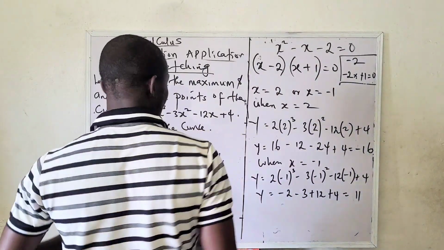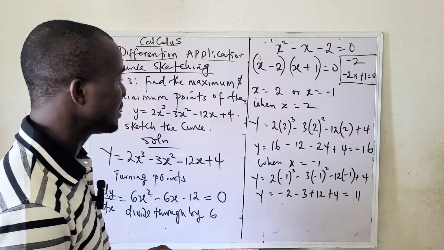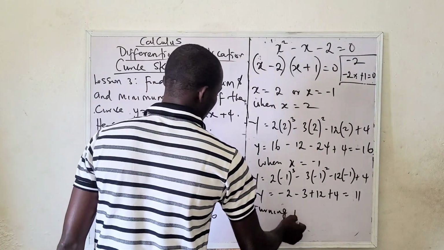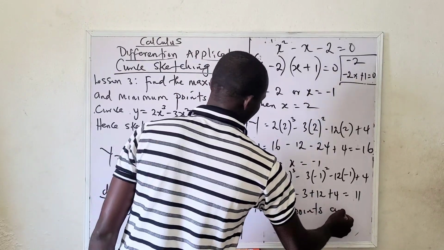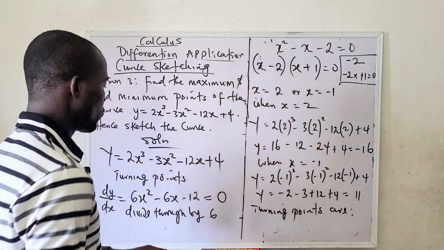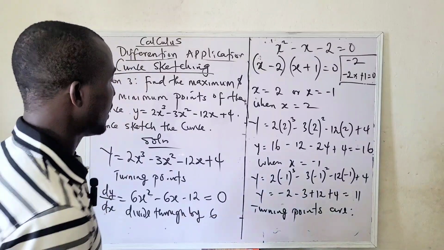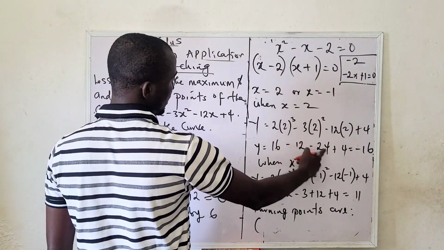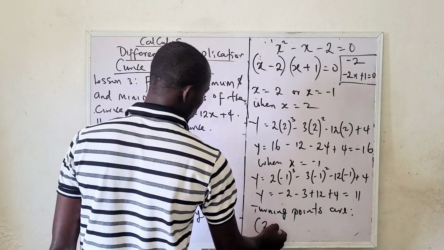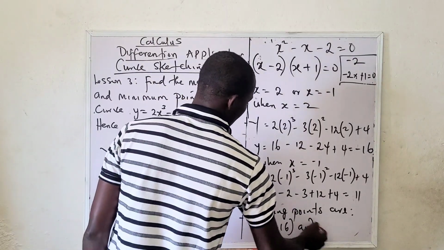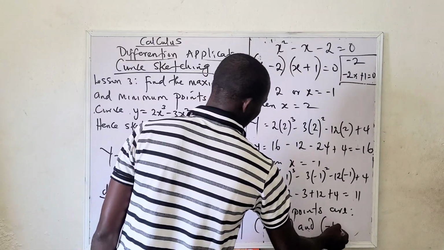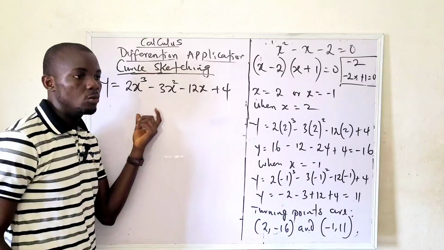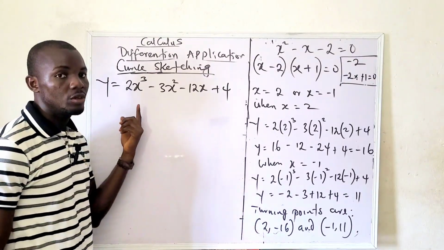And since we have gotten that, the next thing you want to do is bring out the points. Our turning points are: when x was 2, y gave us minus 16. So we have 2 comma minus 16 and negative 1 comma 11. To get the minimum and maximum points, we need to find the second derivative of this.